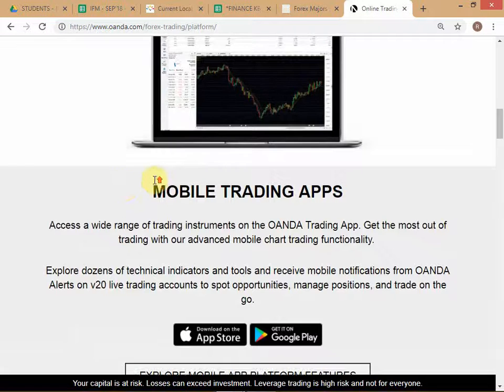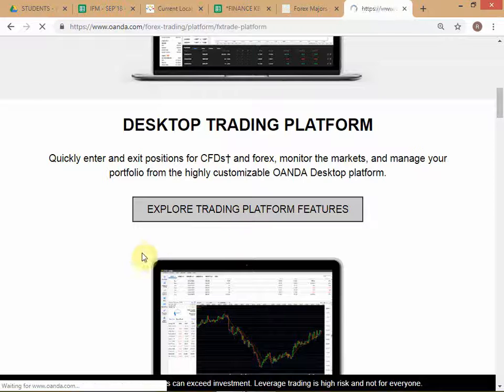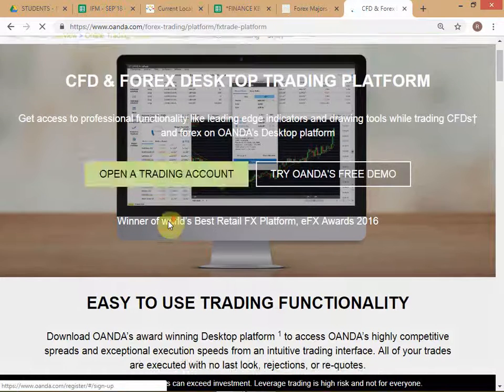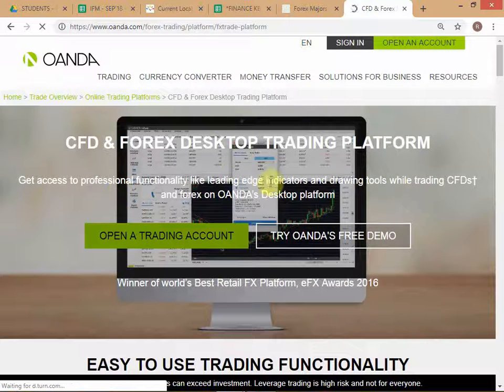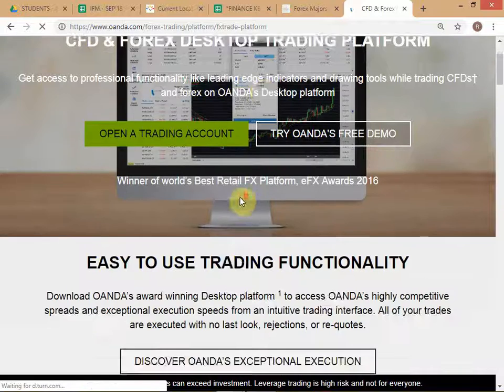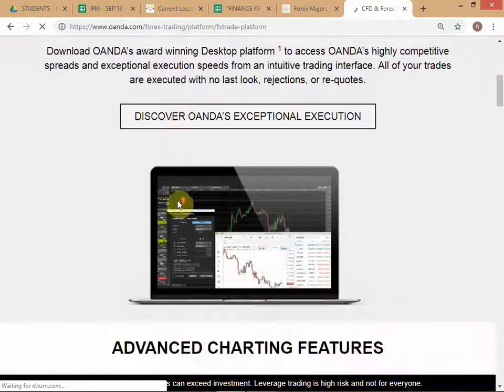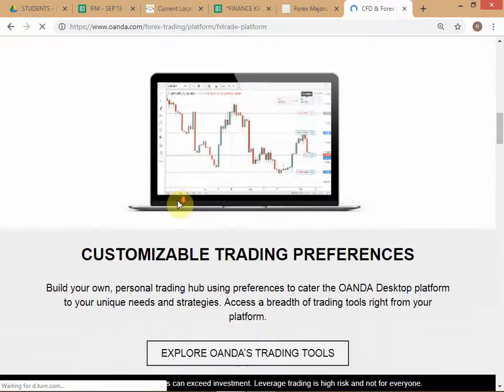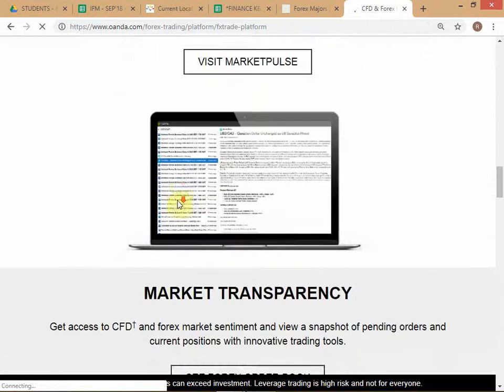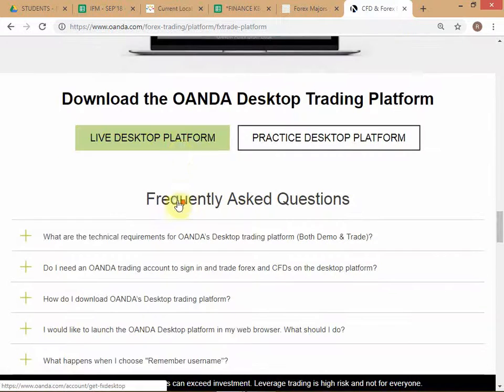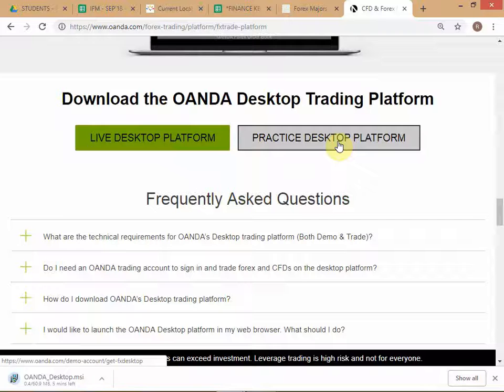This is not the features actually. I want to see the download link. Okay, CFD Forex desktop trading platform. Where is the download link? So get the desktop. Download the desktop. So you will download the practice platform. If we do this download practice, you see that something is downloading.